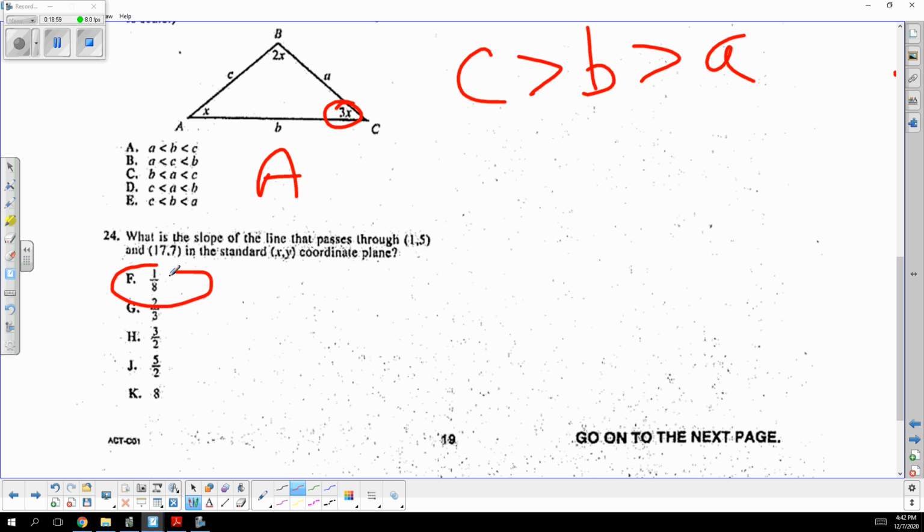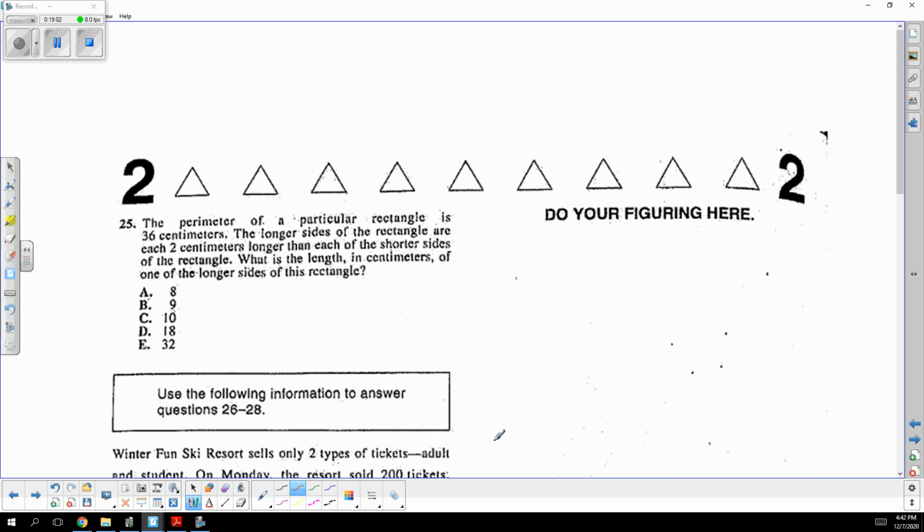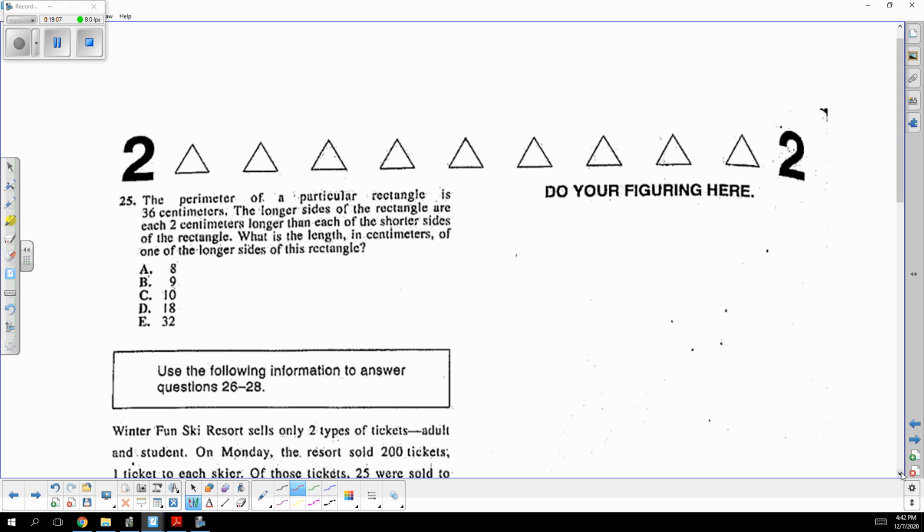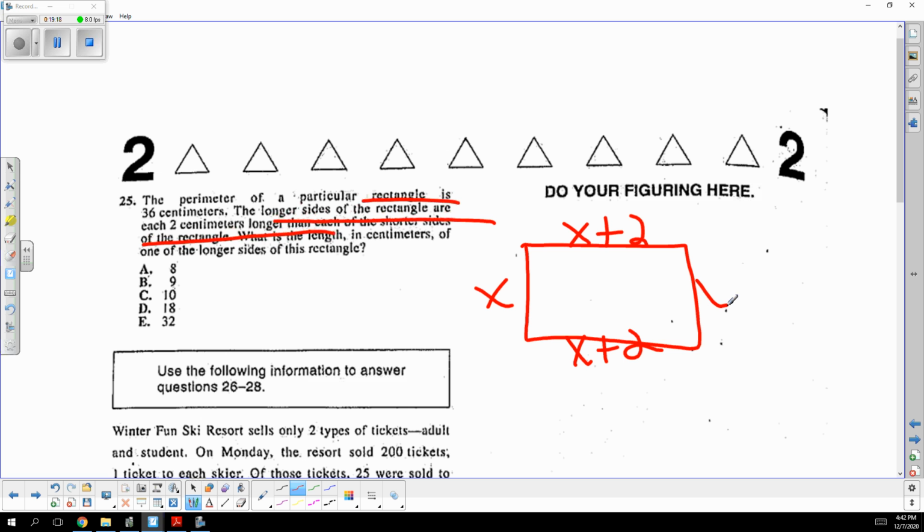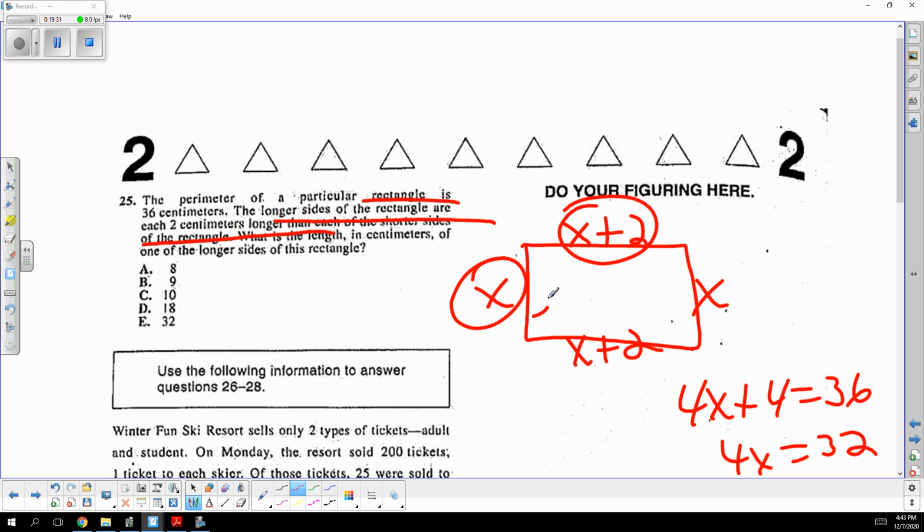24 is F. The perimeter of a rectangle is 36, and the longer sides are 2 longer. So add up all 4 of those sides to get 36. 4x is 32, x is 8. So this is 8, this is 10 when you plug it back in. The longer side is 10, C.